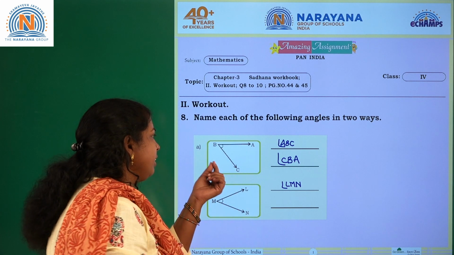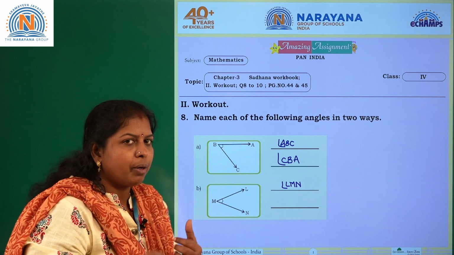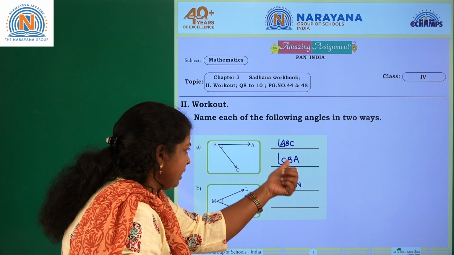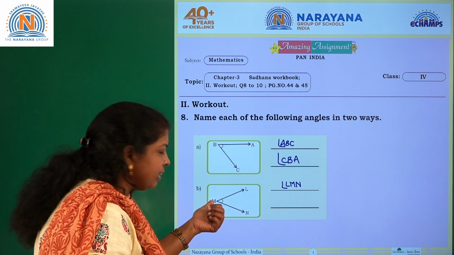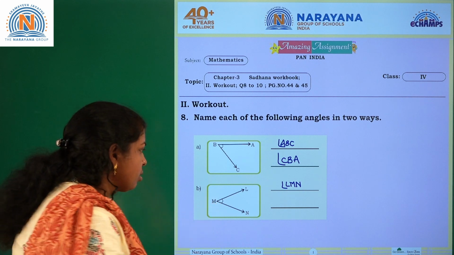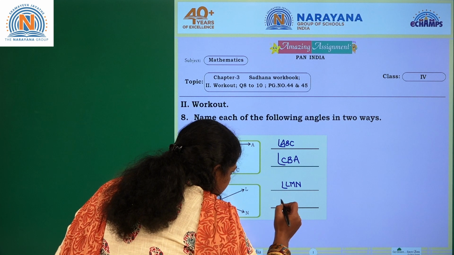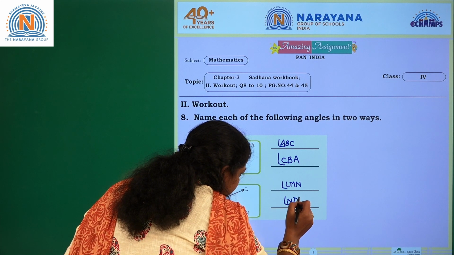Remember, where the angle is getting formed, that alphabet should be in the middle. Here also, it is in the middle. And here I have taken M. Angle formed at M. Letter M. So, I have considered this angle as LMN. And now, one more angle is NML.